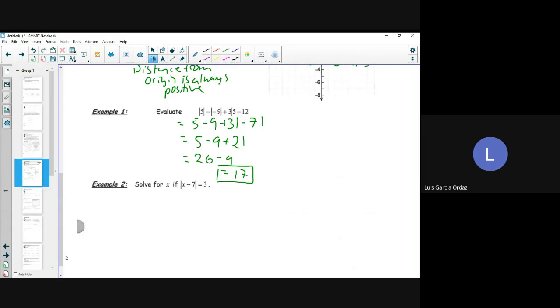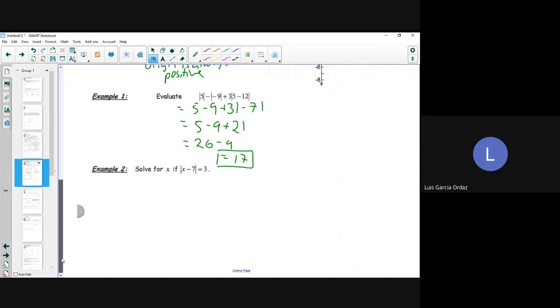So for our next example, we have solve for x if the absolute value of x minus 7 is equal to 3. So for here, we have to do two cases, case 1 and case 2. The reason why is because there's going to be a negative value that gives us an absolute value of 3, and a positive value that's going to give us a value of 3 back. So for case 1, we're just going to simply take x minus 7 is equal to 3, to get x is equal to 3 plus 7, x is equal to 10.